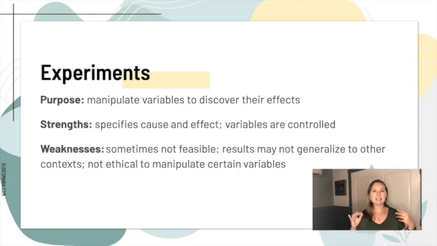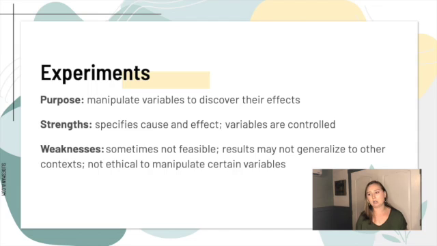Okay, experiments. Again, this is probably the one that you're the most familiar with. The purpose of an experiment is to manipulate variables to discover their effects. So it's a very controlled environment, very scientific environment. You are trying to determine cause and effect. The strengths of an experiment: it specifies cause and effect. The variables are controlled. So each of these types of research, they're not good or bad, they have a different purpose. And so if you're trying to discover cause and effect, you use an experiment.